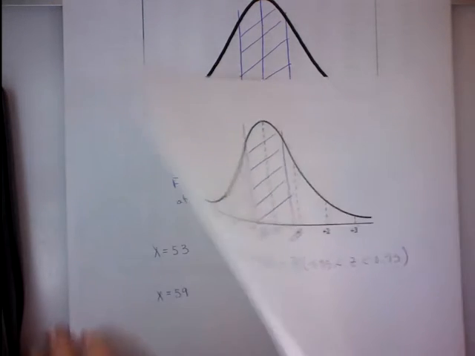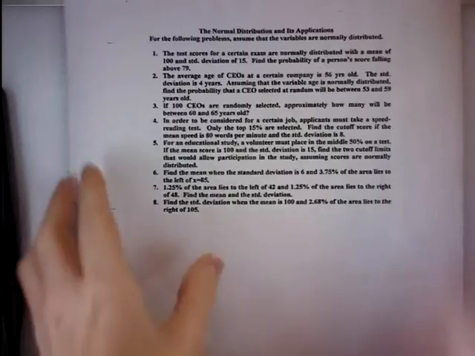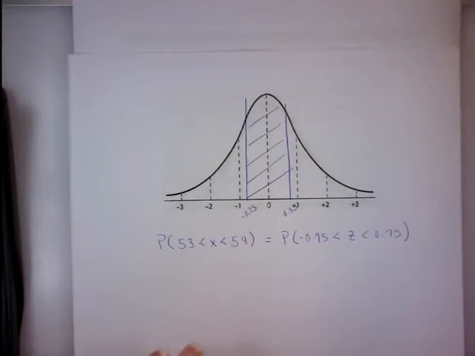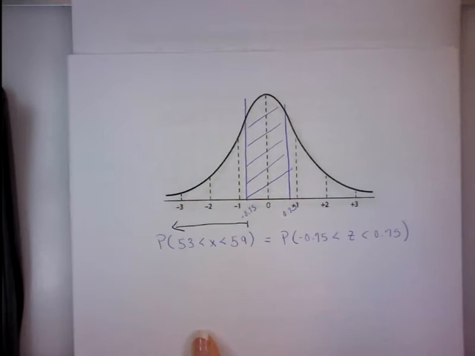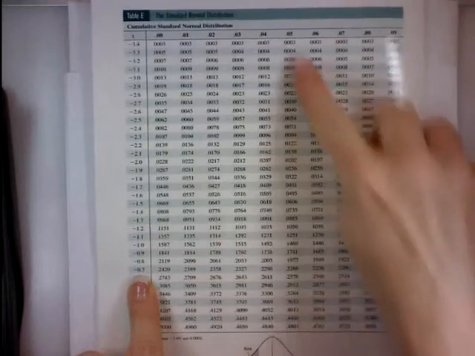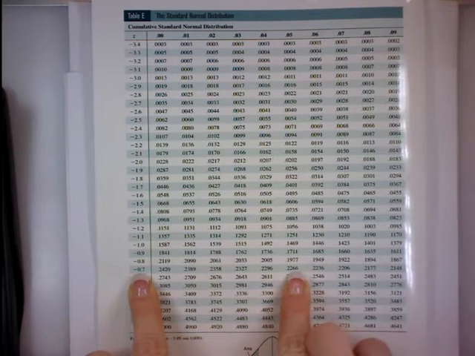Let me get out the z-table. That's the one page, so I want to use the two-page. When we look up a z-score of negative 0.75, it's going to give us this area. So let's find out what that area would be. Negative 0.75. It looks like the area below it is 0.2266.